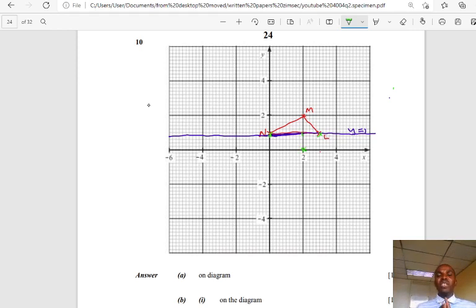The distance of the image from the line of reflection is exactly equal to the distance of the original point from that same line of reflection. That's what you have to understand under reflection. So the triangle will be like this. So that's a reflection. This one will be M1, and N1 will be here, and L1 will also be where there's L. So that will be the triangle.